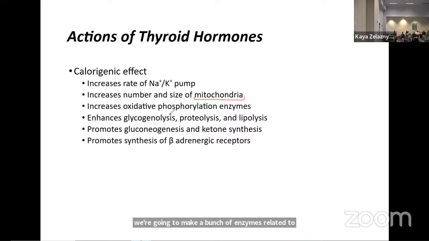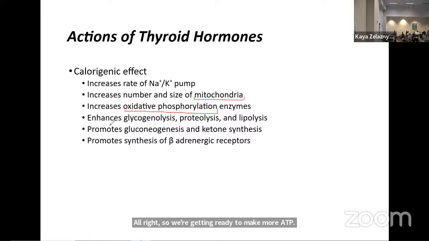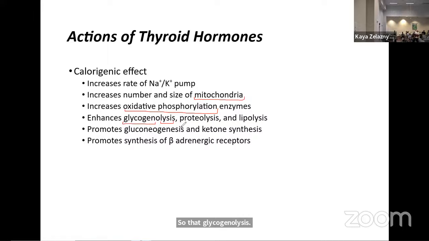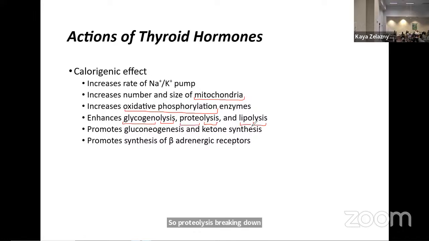So we saw that at the end of our electron transport chain, one of our ways of making ATP. All right, so we're getting ready to make more ATP. We're going to be breaking down more things. So we're going to break down glycogen, right? So that glycogenolysis, breaking down glycogen, getting those glucose subunits out. We're also breaking down proteins, right? So we got two more lysis words here. Proteolysis, breaking down proteins, lipolysis, breaking down lipids, okay?